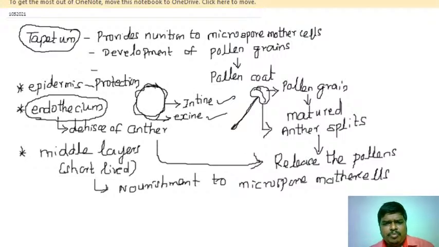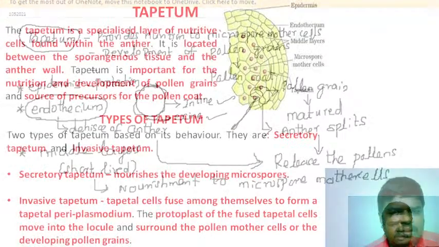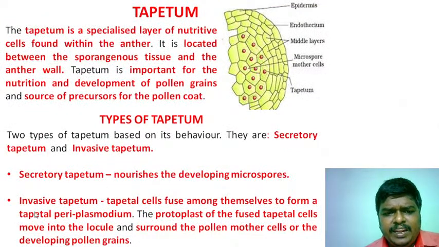Now, I'm going to explain about the types of tapetum. There are 2 types of tapetum: secretory tapetum and invasive tapetum. The secretory tapetum provides nourishment to the microspores, whereas the invasive tapetum is one more type.